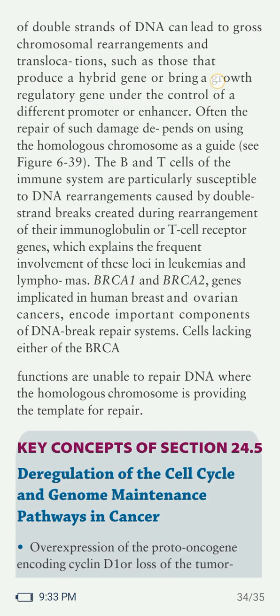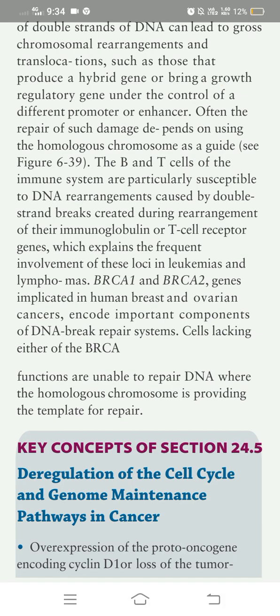The B and T cells of the immune system are particularly susceptible to DNA rearrangements caused by double-stranded breaks created during rearrangement of their immunoglobulin or T cell receptor genes, which explains the frequent involvement of these loci in leukemias and lymphomas. BRCA1 and BRCA2 genes implicated in human breast and ovarian cancers encode important components of DNA break repair systems. Cells lacking either of the BRCA functions are unable to repair DNA where the homologous chromosome provides the template for repair. Then key concepts of this section: deregulation of cell cycle and genome maintenance pathways in cancer.